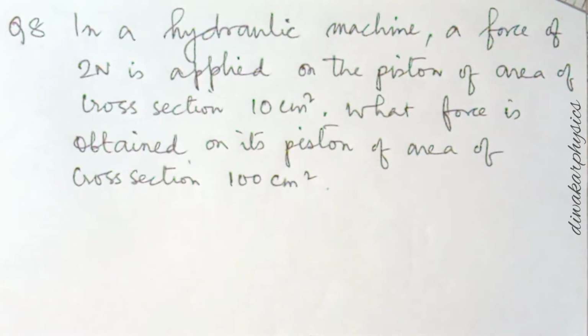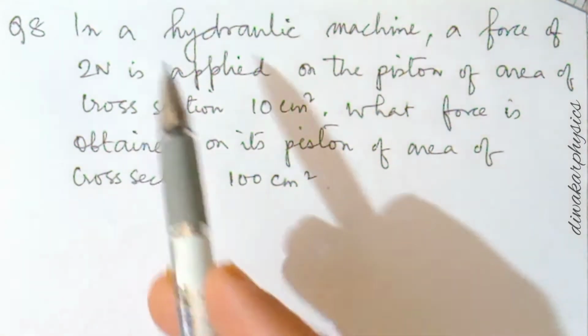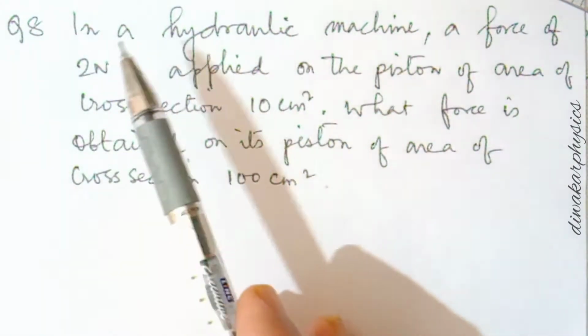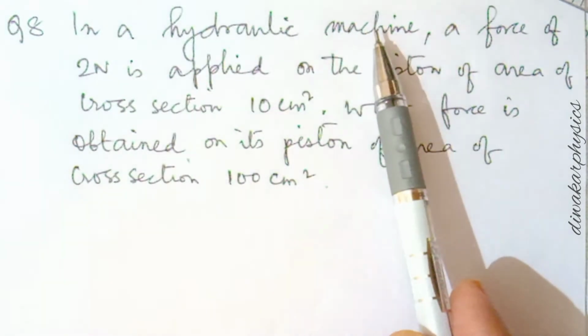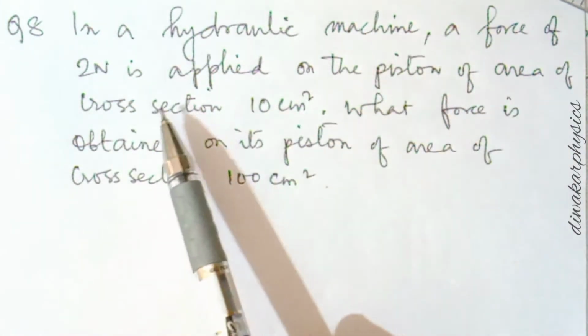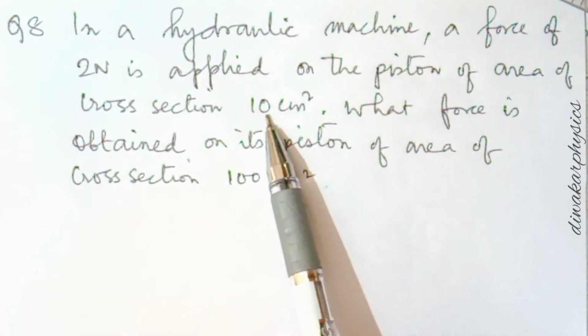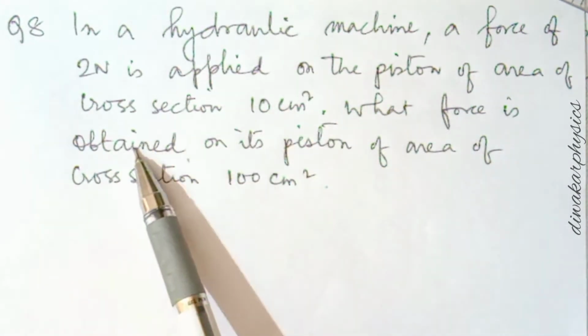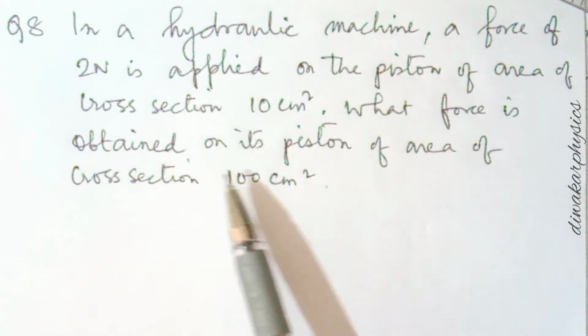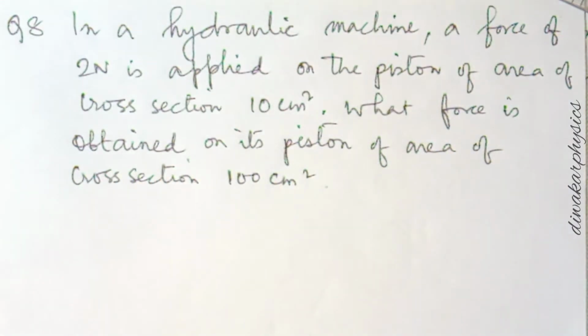Okay, so I have already written question number 8. So let us solve this. In a hydraulic machine, a force of 2 Newton is applied on the piston of area of cross section 10 centimeters square. What force is obtained on its piston of area of cross section 100 centimeters square?